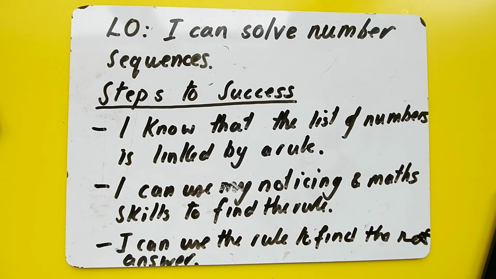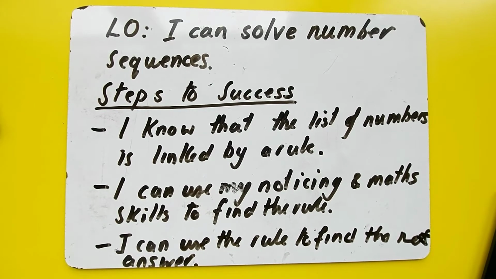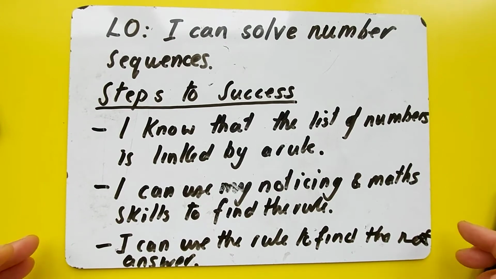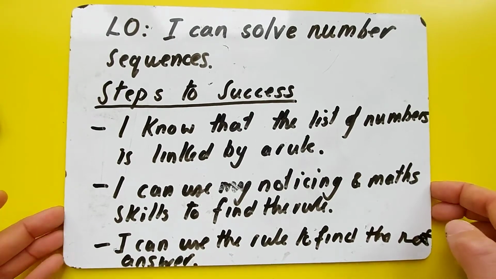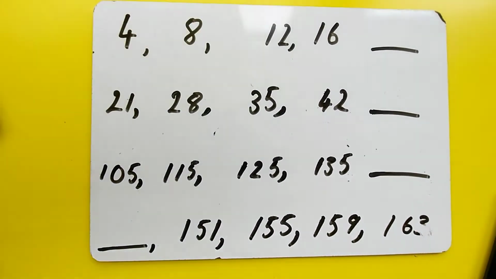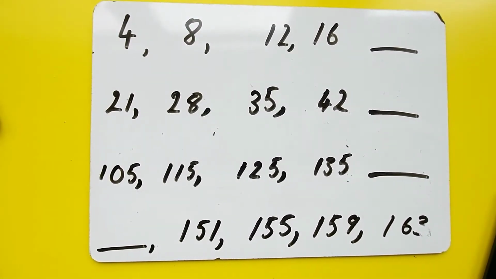The next step is I can use my noticing learning power and my math skills to find the rule. So you need to do a little bit of investigation and problem solving to find this rule, but we'll talk about how we can do that. And then the final one is I can use the rule to find the next answer. So often you'll be asked to find the next step in the sequence or finish the sequence, and again we'll look at how to do that. So let's have a look at some number sequences and we'll begin to apply these 3 steps to hopefully solve them. Here we go. Here are some sequences, some lists of numbers that are linked by a rule.